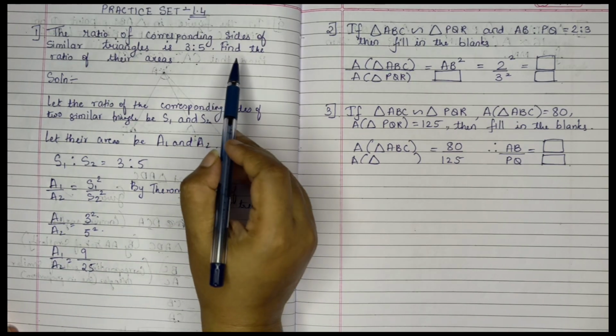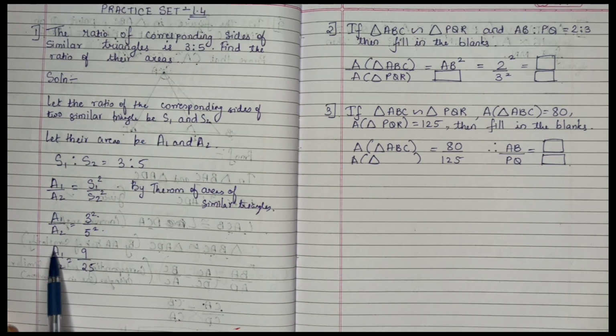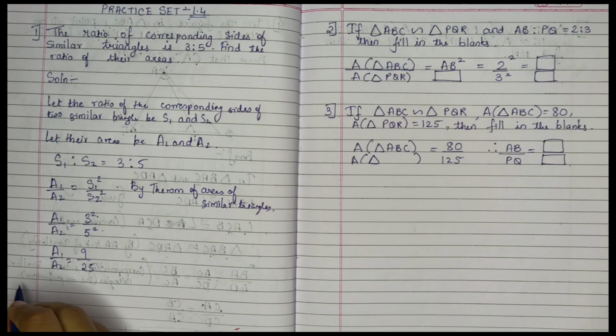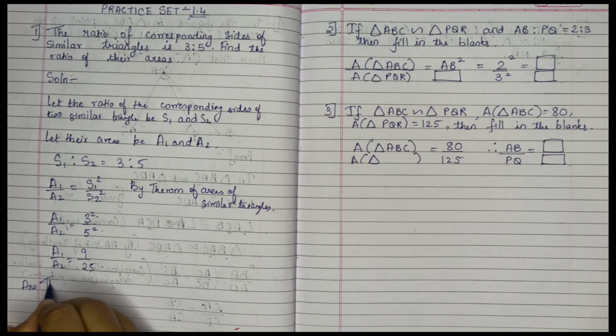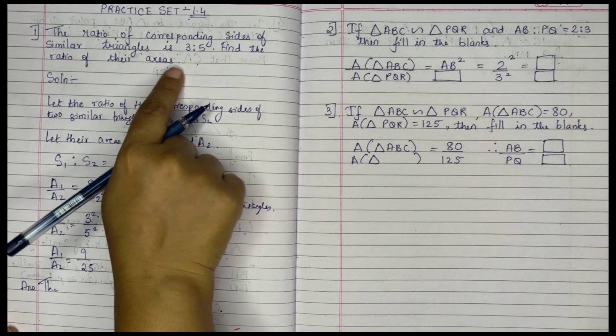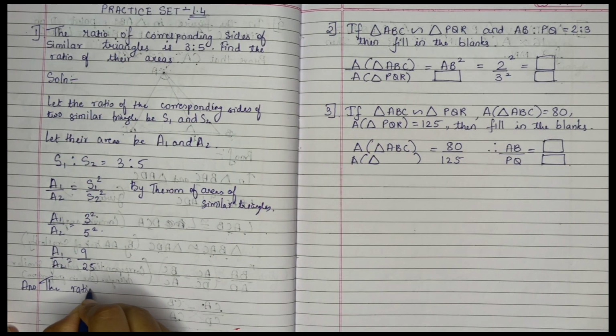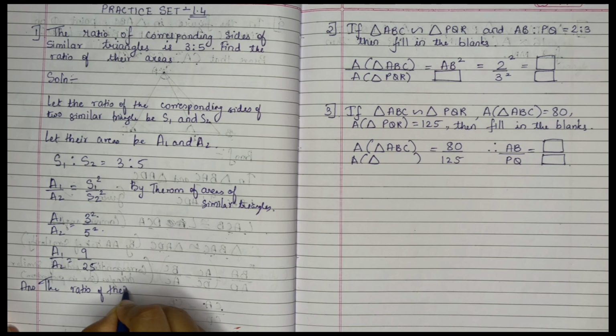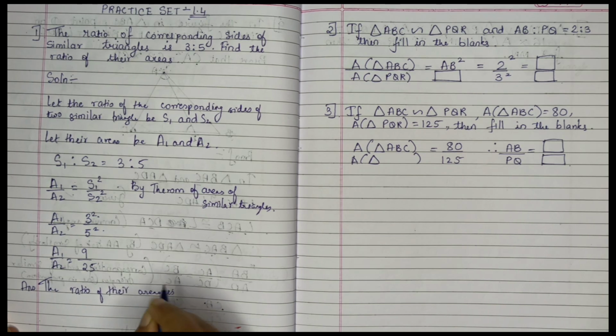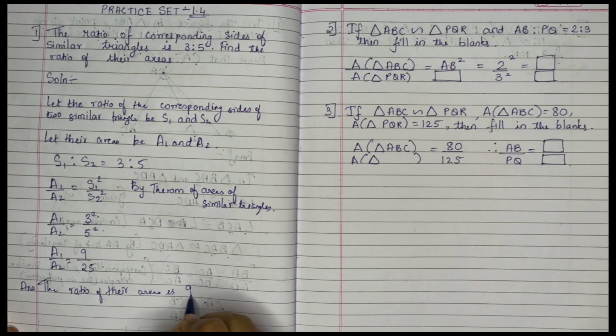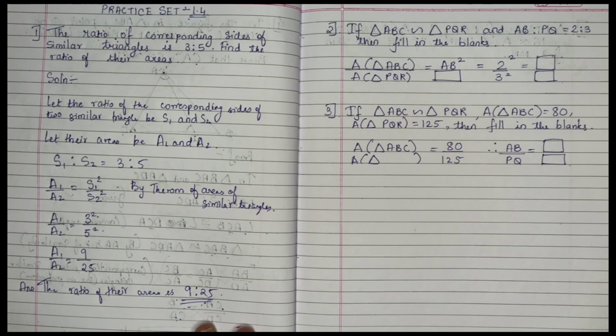So what was asked? Find the ratio of their areas. The ratio of the areas of the two triangles we got is 9 is to 25. So we can write the answer: the ratio of their areas is 9 is to 25. Okay, so this is your first sum.